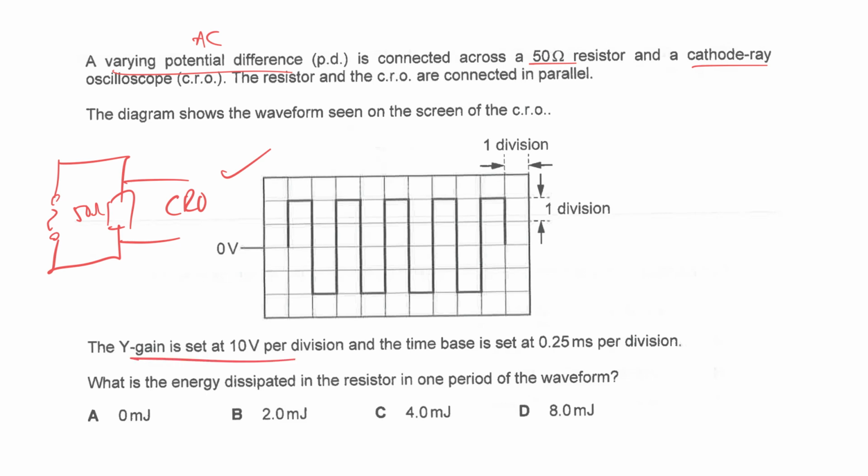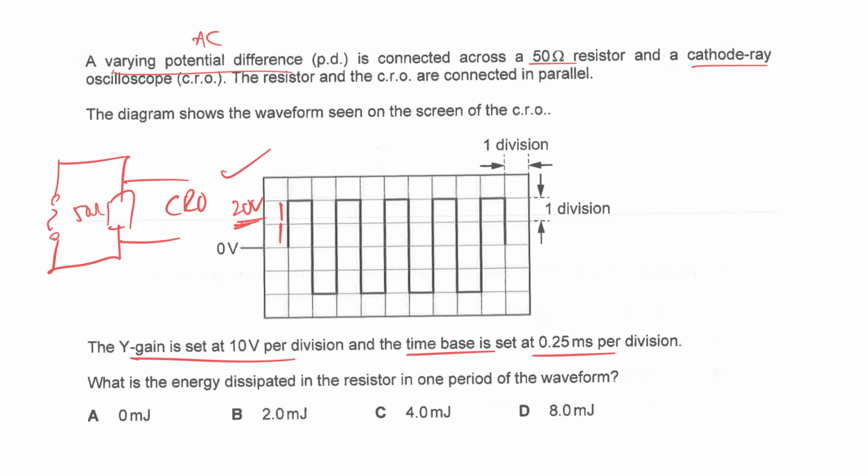Now, the next thing we need to know is the CRO setting. The Y gain is 10 volt per division. So if you look at it, there are two divisions here. That means this AC supply is an alternating voltage of 20 volt, plus 20 and minus 20. So the potential difference or the EMF is 20 volt. And the time base is set at 0.25 millisecond per division.